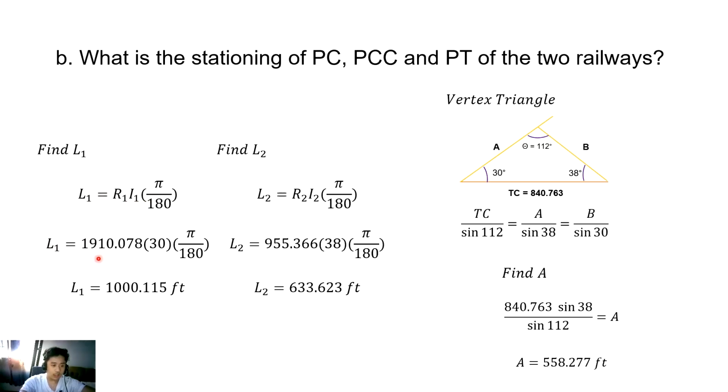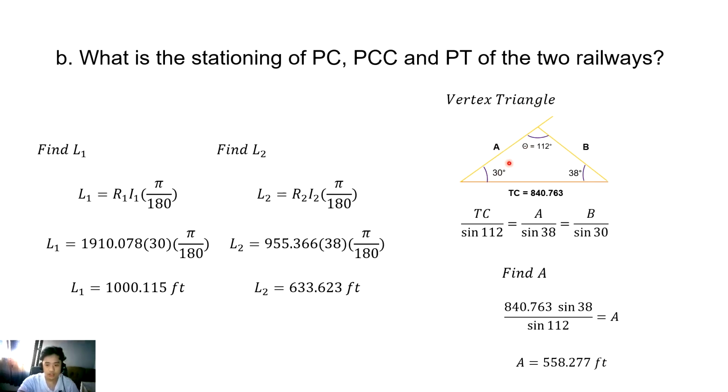So, 1,910.078 times 30 times pi over 180. And we'll get 1,000.115 feet. Para naman sa L2, same formula pa rin. R2 times I2 times pi over 180. Then substitute lang natin sila. So, 955.366 times 38 times pi over 180. And we'll get 633.623 feet. For the vertex triangle naman, kailangan ulit natin to para makuha natin yung A.